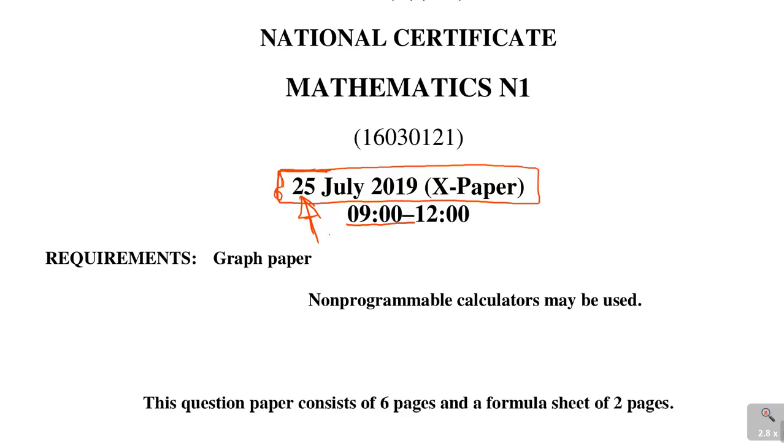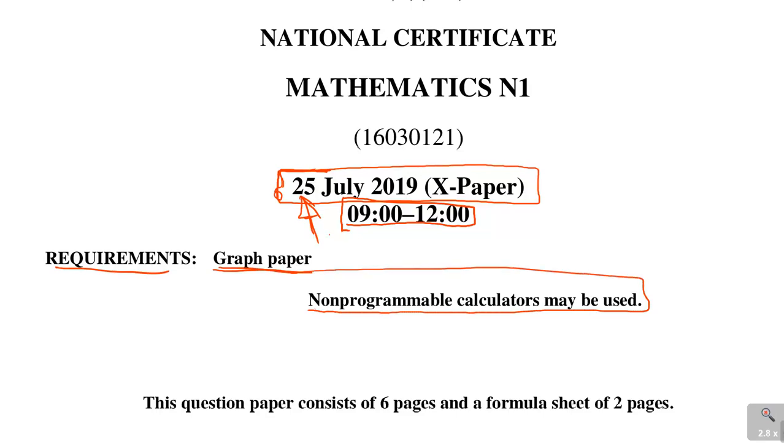It's a 3-hour paper. Usually it's called an X paper because it's written in the morning, and it says in the requirements you will use a graph paper. I hope we have a graph paper in this paper. And then it says non-programmable calculators may be used. So in this case, you can use any calculator, especially the scientific Casio.